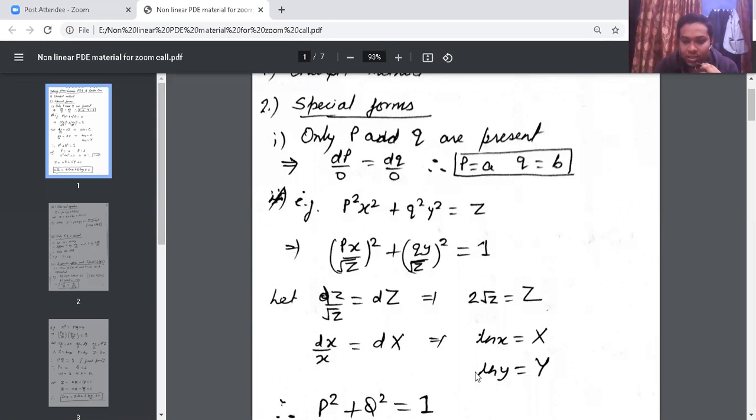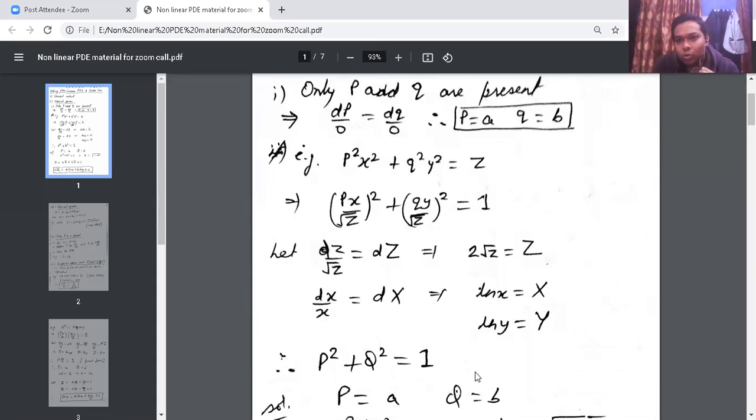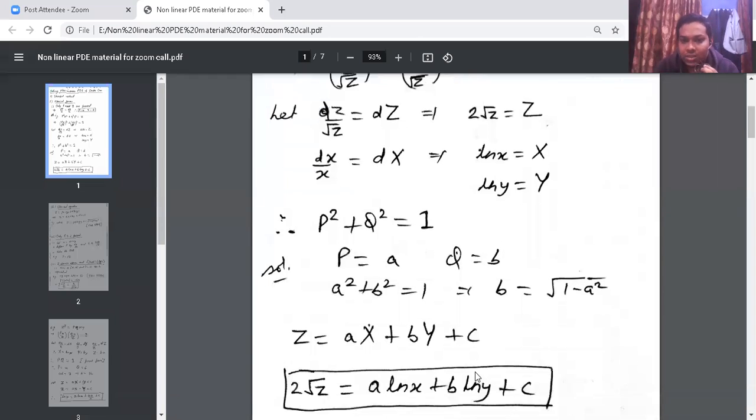Okay, so this is the reason I recommend you always look for, if given a question and the question is not specifying that you should use Charpit method, always look for, can we reduce the equation to any special form. If yes, then always use the special form. It will save your time and it will save your effort as well. But let's say if you are not able to use it, then obviously Charpit method is the way to go. So this is the first form.